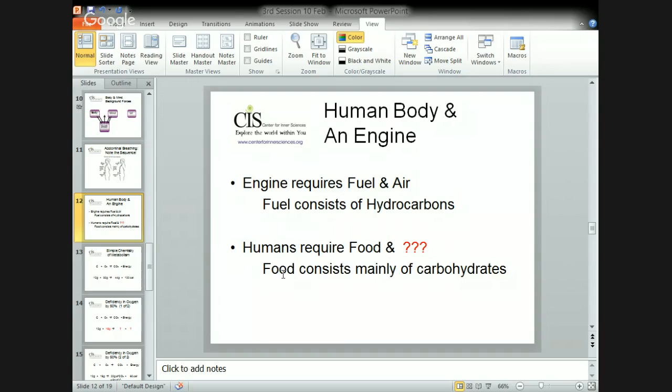And the food that we eat has a number of nutrients, all kinds of protein, fat, and minerals, whatnot. But the energy producing nutrient is called carbohydrate. So look at these two pairs of words, fuel and food, and hydrocarbons and carbohydrates. Very interesting. So the food we eat also has complex molecules called carbohydrates. They have embedded atoms of carbon and hydrogen.